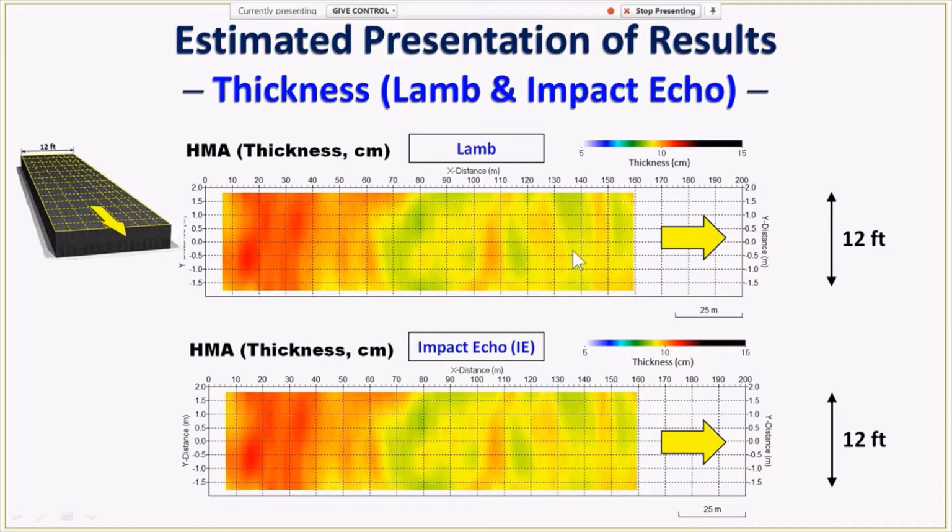Currently, we are considering using 2 different approaches for thickness evaluation. One is a Lamb wave based approach, which is our original approach proposed. And the other one we are considering is called the impact echo approach, which is a completely independent approach. And I'm going to talk about why we are considering multiple approaches for thickness evaluation in a minute.